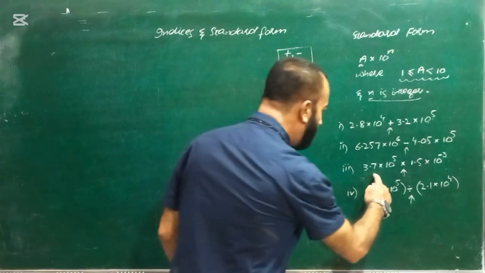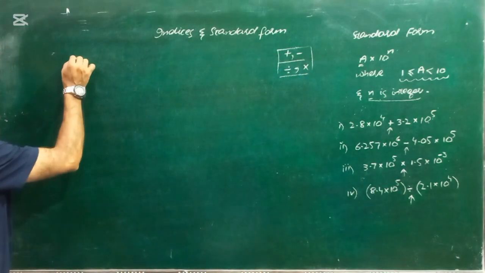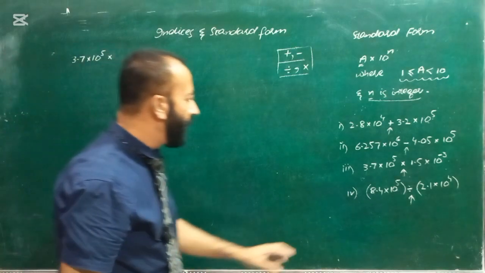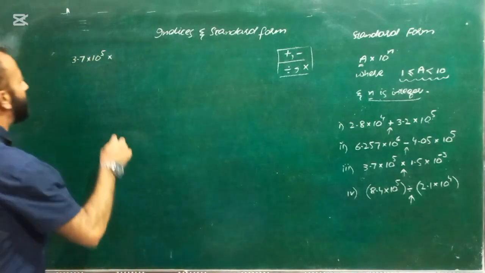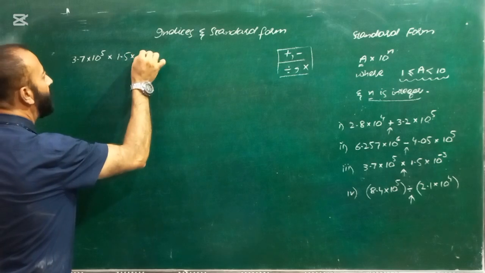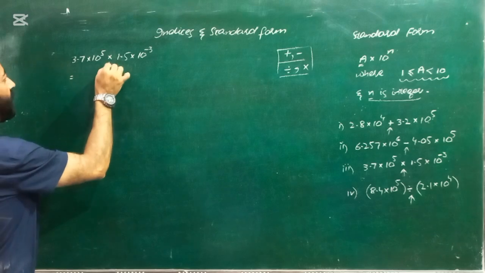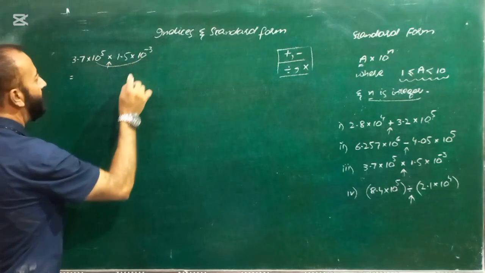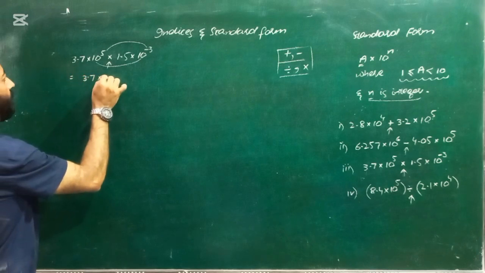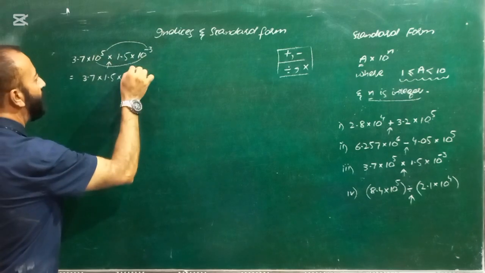Now we are going to solve the multiplication question. So look now, 3.7 into 10 raised to power 5 multiplied by 1.5 into 10 raised to power minus 3. So this is the question to solve. This kind of question in which multiplication is given, look now, bases are same, powers will be added. So 3.7 multiplied by 1.5 is still there, and this will become 10 raised to power 5 minus 3.